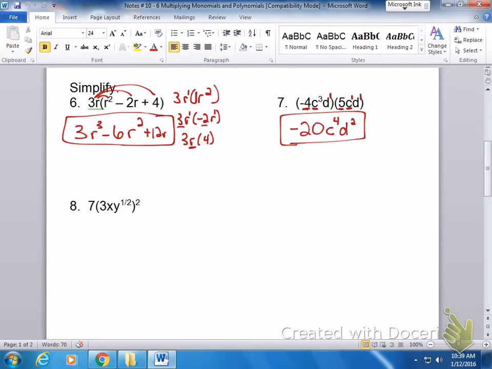A lot of people are going to try to go ahead and do 7 times 3 to start it. You have to take care of your exponents first. So I'm going to drag the 7 down and open up parentheses. Now this 2 out here does not mean multiply by 2. It means it's squared. So I'm going to have 3 squared.